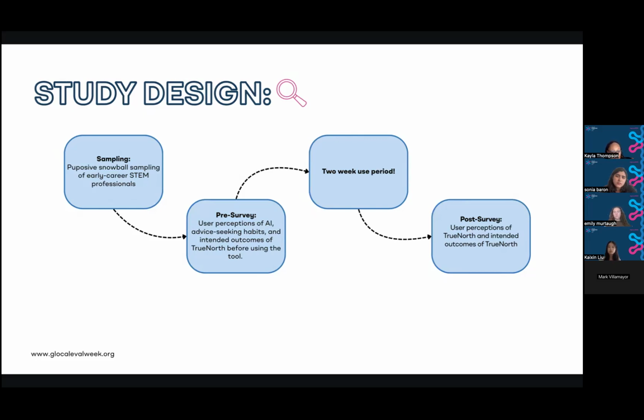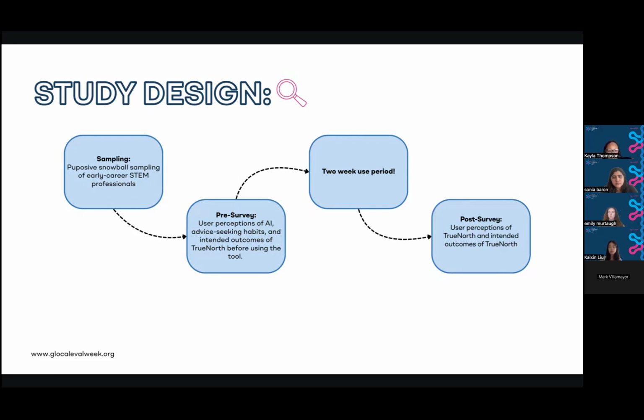Those who expressed that they wanted to participate were able to follow a link that included instructions on how to participate, consent information, and a link to the pre-survey, which included questions about user perceptions of AI, advice-seeking habits, and intended outcomes of TrueNorth before using the tool. Then after completing the pre-survey, they received instructions and a link to begin using TrueNorth.